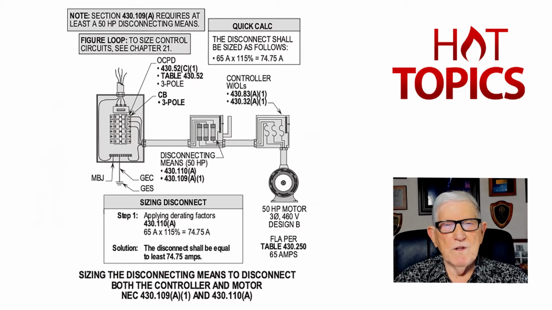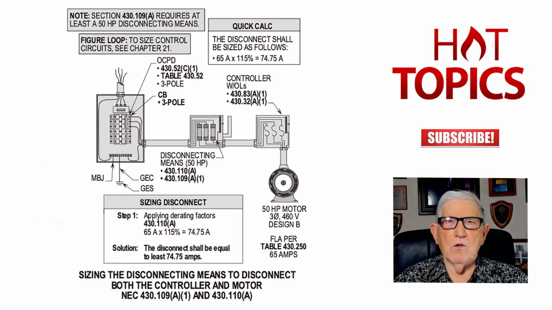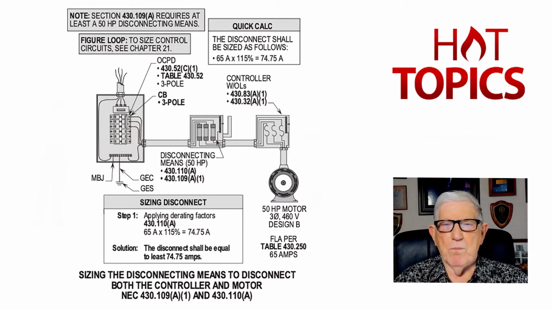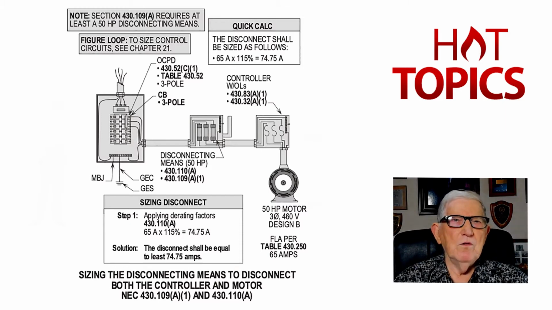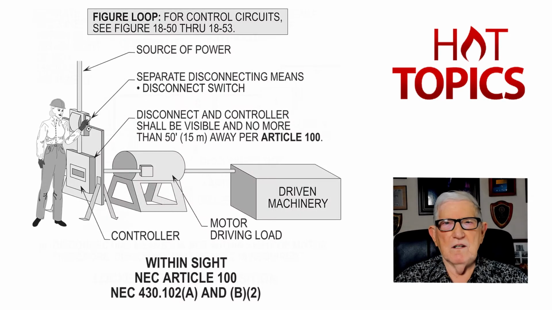So in step 1 we take the 65 amps times 115%, which would equal 74.75, and we just applied 430.110A. And so the disconnect has to be equivalent of breaking a 74.75 amp current rating. And of course, you know, a NEMA 3 is fully capable of performing such a task. So that is our solution. And now we're ready to move to our next illustration.